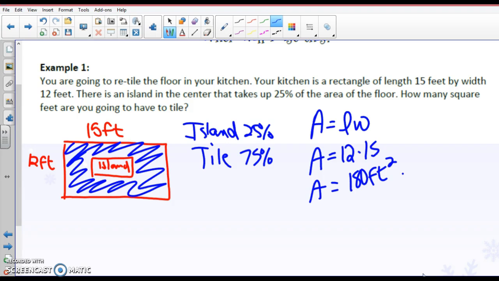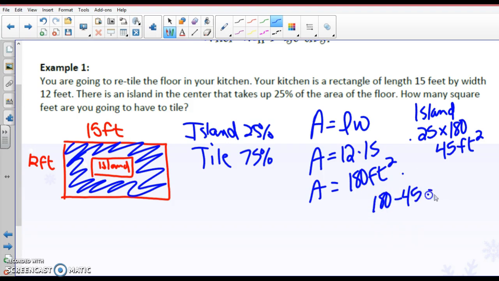Now, I'm going to show you how to find the tile two ways. Can I find the island and subtract it? I can find the island and subtract it. My island is 25% of the floor. So 0.25 times 180. Does that make sense? 25% of the floor. And if I do that, that gives me 45 square feet. I got to take the island out. So 180 minus 45 is 135 square feet. That's what I need to tile.